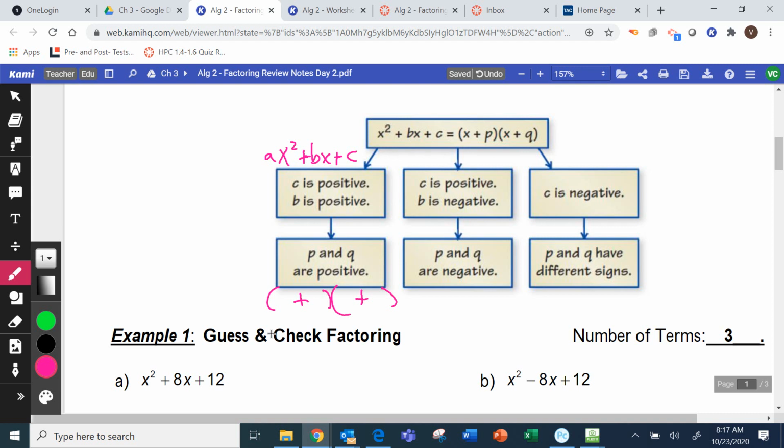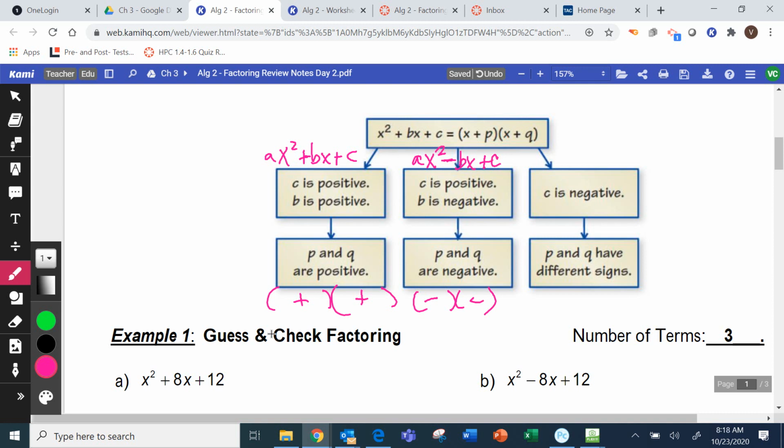If we have ax squared and then minus bx plus c, so if the b is minus, but the c is positive, when we factor it, we will have minus, minus. They'll both be minuses.